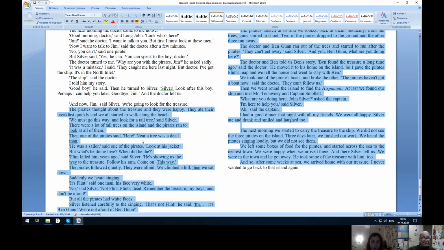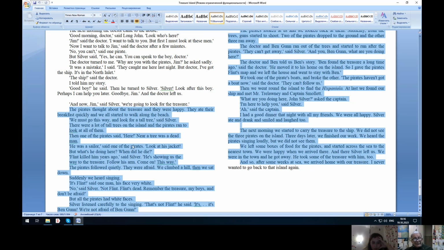Pirates are going to look for the treasure. There were a lot of tall trees on the island, and the pirates ran to look at all of them.